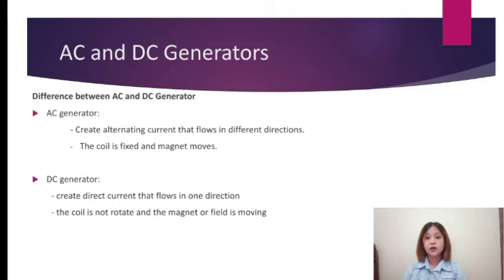So, the coil where the current travels is normally stationary or fixed in one position and the magnets are the ones moving. While in DC generators, they convert mechanical energy to electrical energy in the form of direct current that flows in one direction. Here the magnet rotates around the coil, unlike in AC earlier where the armature rotates.